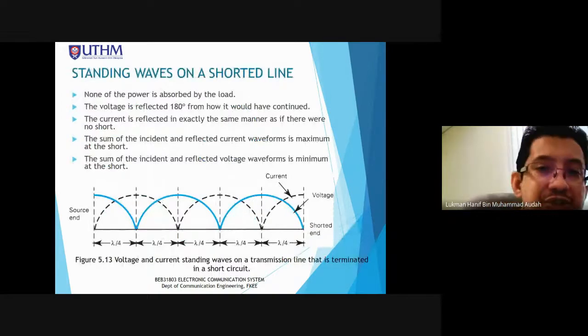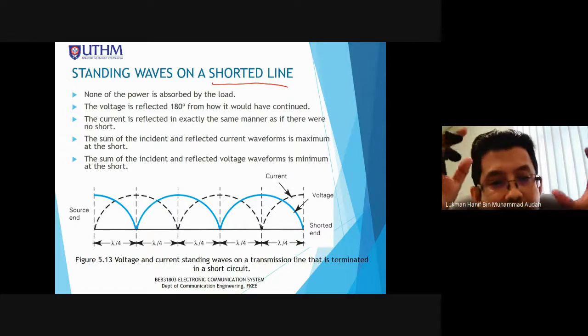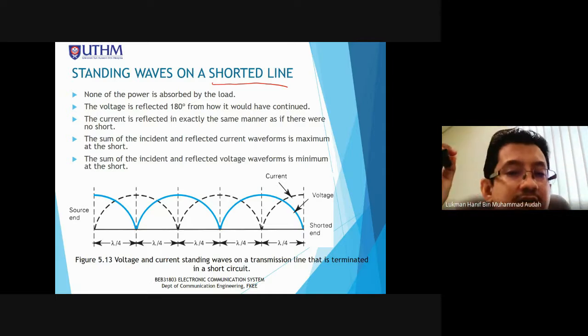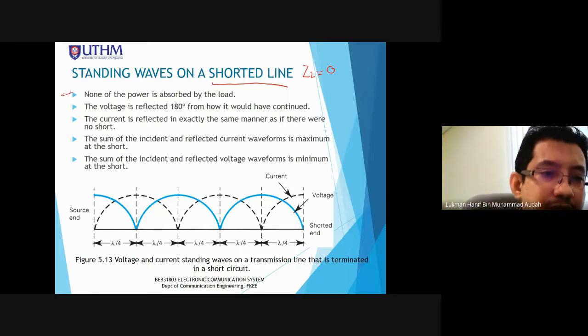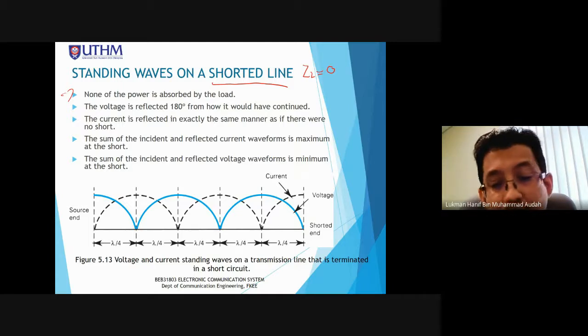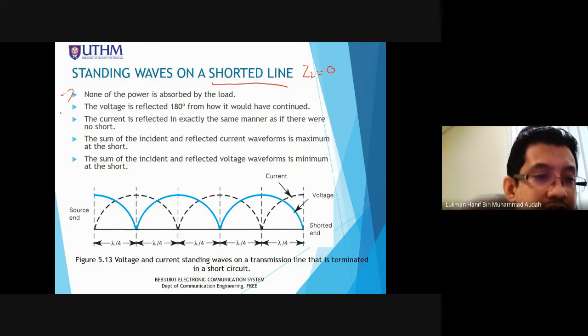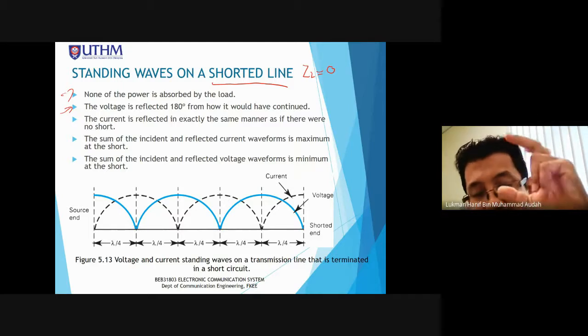Kemudian standing wave on a shorted line. Tadi kita lihat untuk litar buka. Macam mana kalau untuk litar shorted, litar tutup, litar pintas. Okay, shorted lines. That means here ZL is equal to 0. Okay, that means none of the power is absorbed by the load. The voltage is reflected 180 degree from how it would have to continue. Dalam kes ini, voltage akan mengalami perubahan fasa. Perbezaan antara incident voltage and reflected voltage, the phase are 180 degree difference.